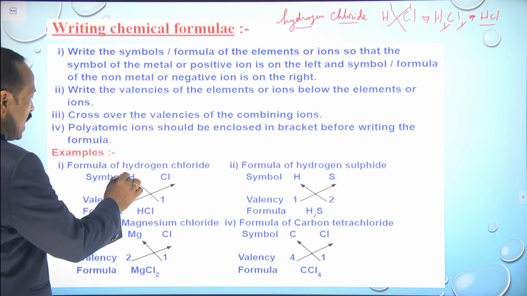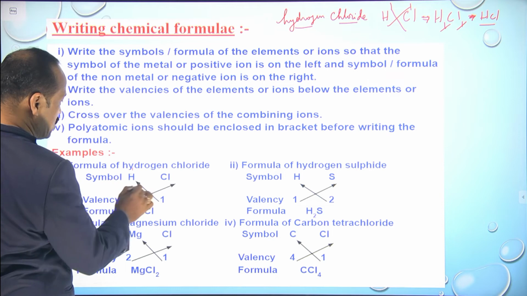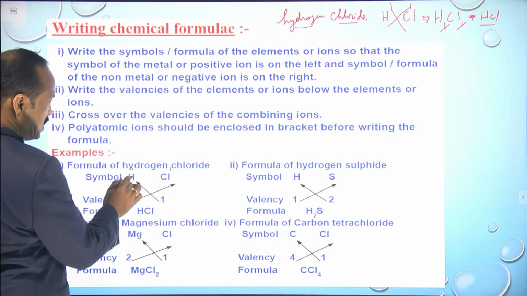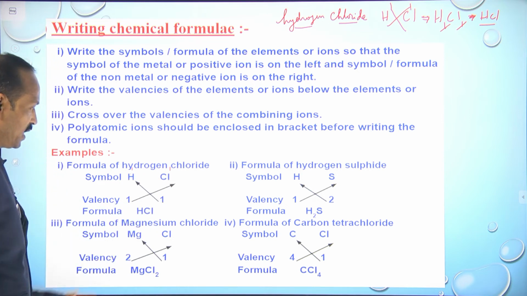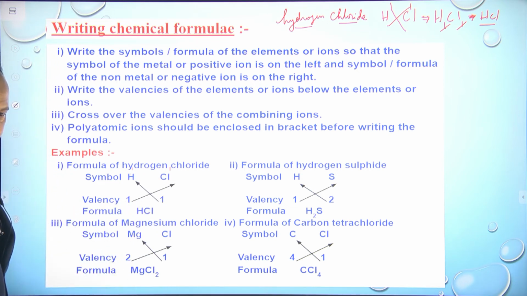So here hydrogen's valency is 1, chlorine's valency is 1. So you take the hydrogen valency there, bring the chlorine valency here, and you can write HCl. If the same number is there, you can cancel. Clear to you? Yes, sir.